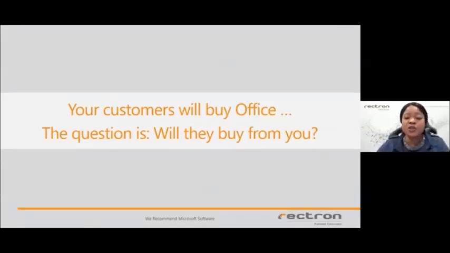There is a big opportunity to make money when you offer a complete solution to your customers with Microsoft. This saves you time and also saves you a lot of money.